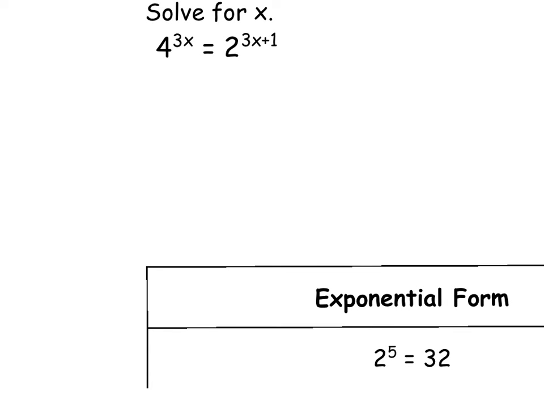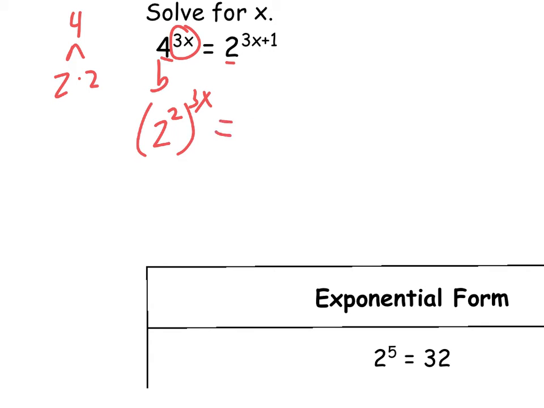Well, I have a base of 4 and I have a base of 2. So I can get 4 down to a base of 2. I just got to break that down. 4 is 2 times 2, so that is 2 squared. And I have to put it in parentheses because that 4 was to the 3x power. So 2 squared is to the 3x power equals 2 to the 3x plus 1. Getting rid of those parentheses now so we can set the exponents equal.